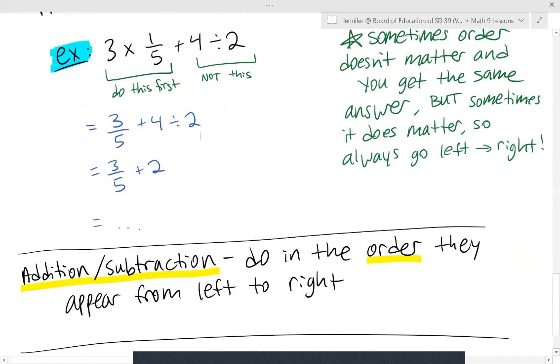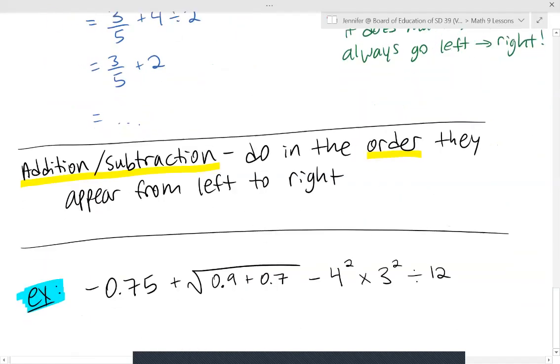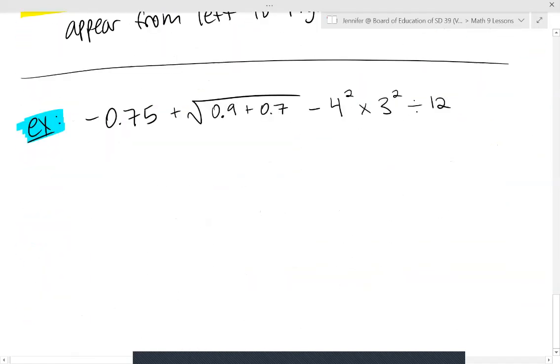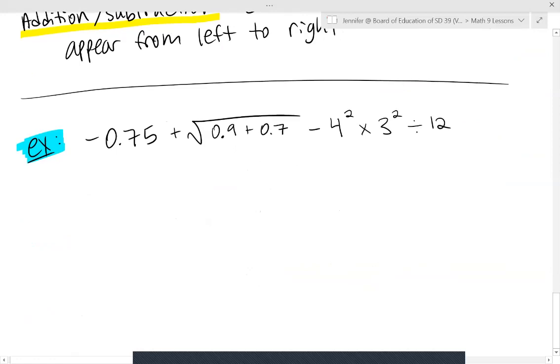Addition and subtraction is the same thing. That's going to be the last part that you do. And you also do the addition or the subtraction in the order that they appear. So even if subtraction appears before addition, you're going to do that first because it appears first. So then let's just do this one practice question together, and then you can practice in the workbook for more.